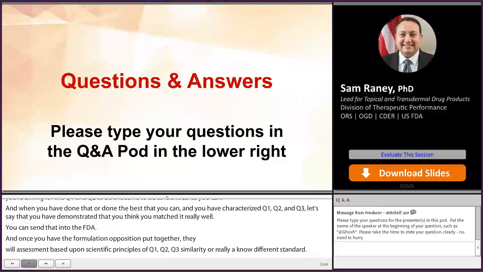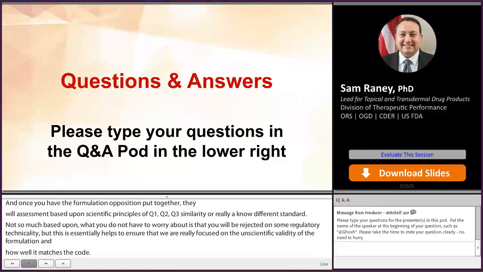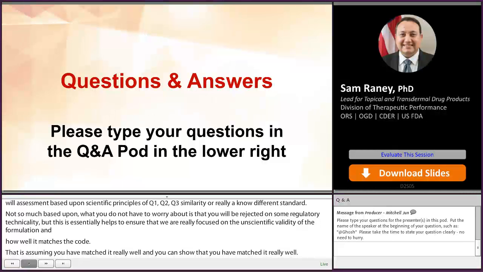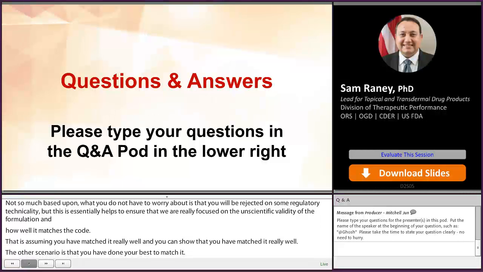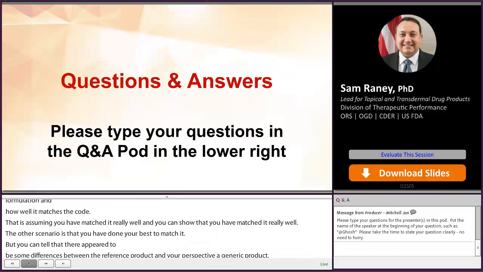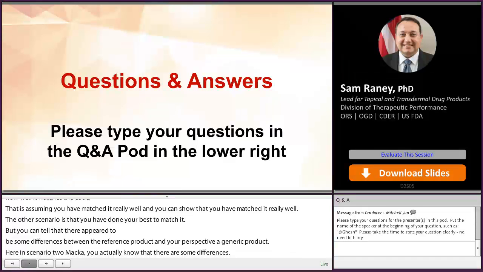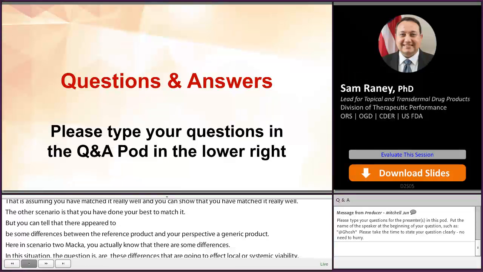The other scenario is that you've done your best to match it, but you can tell that there are or appear to be some differences between the reference product and your prospective generic product. So here, in scenario 2, you actually know that there are some differences. In this situation, the question is, are these differences going to affect local or systemic bioavailability? Are they acceptable differences? So in this situation, you would communicate with FDA. You would ask whether this is acceptable.